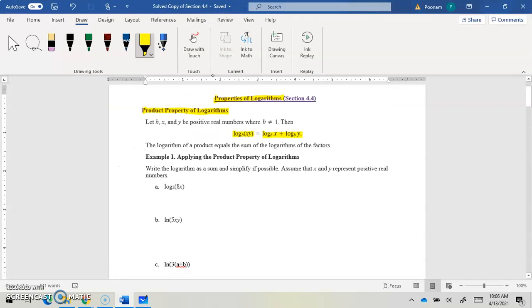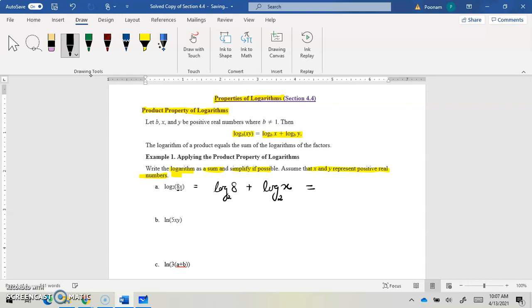Now let's see how we can use this in an example. Write the logarithm as a sum and simplify if possible. Assume that x and y are positive real numbers. So it's given log of 8x, the base is 2. Now if you see 8 times x, it's a product. So that can be converted into the sum of two logs: log of 8, the base is 2, plus log of x, the base is 2.